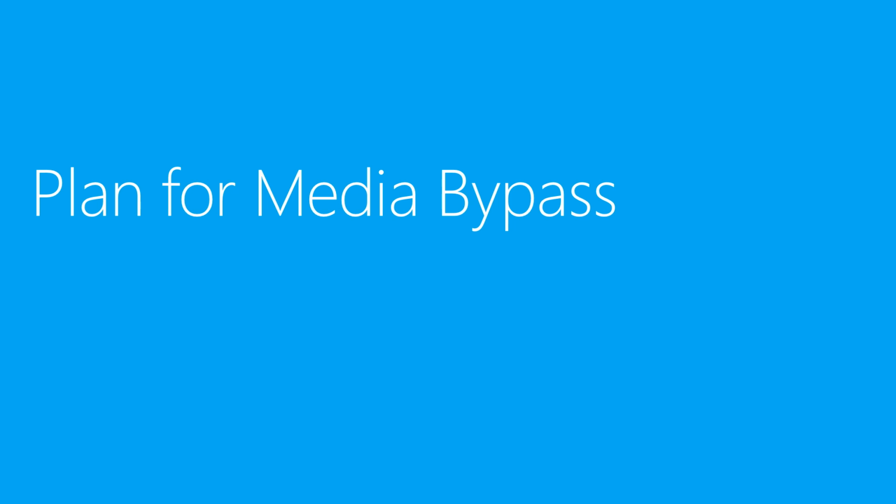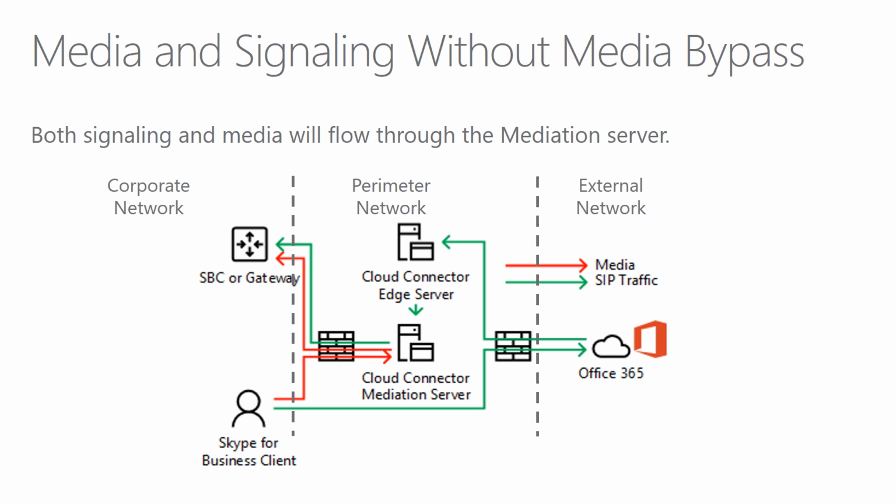Plan for media bypass. In order to plan your network for media bypass, it's important to understand the media and signaling flows. Let's first take a look at media and signaling without media bypass. In this case, both signaling and media will flow through the mediation server. In this drawing here, the green lines represent the SIP traffic and the red lines represent the media traffic.